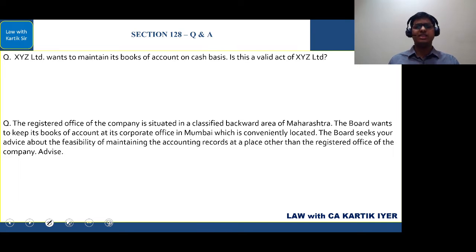Let's see. XYZ Limited wants to maintain the books of accounts on cash basis. Is this a valid act of XYZ Limited? So the main question here is, can we maintain the accounts on cash basis? That is what they have said.